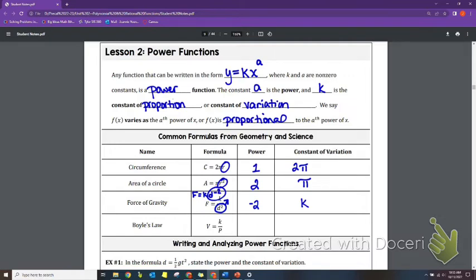And then we have Boyle's law, which is V equals K divided by P. Again, no fraction, so bring it up. So we know it's the same thing as V is equal to K times P to the negative 1. So my power is negative 1, and the constant of variation is the number that's in front of it, so the K.